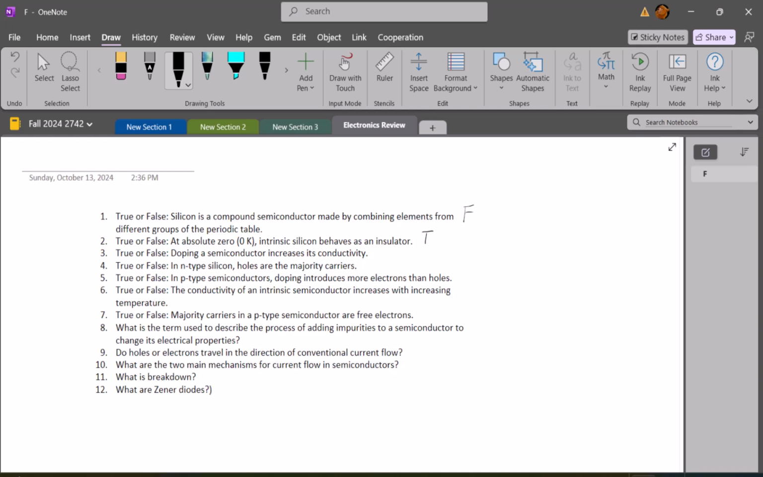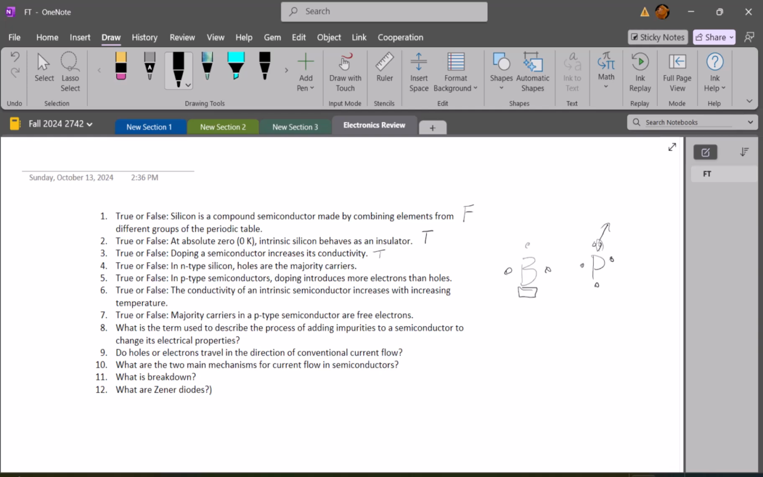Okay, true or false? Doping a semiconductor increases its conductivity. So true, that is true. So what do you dope a semiconductor with? It's either boron or phosphorus. Good. The reason for those is boron has 3 electrons in its valence, and phosphorus has 5. That means phosphorus has an electron it can contribute to the conduction, and boron has a hole it can contribute. So it's the doping that really adds to the conductivity of a semiconductor.